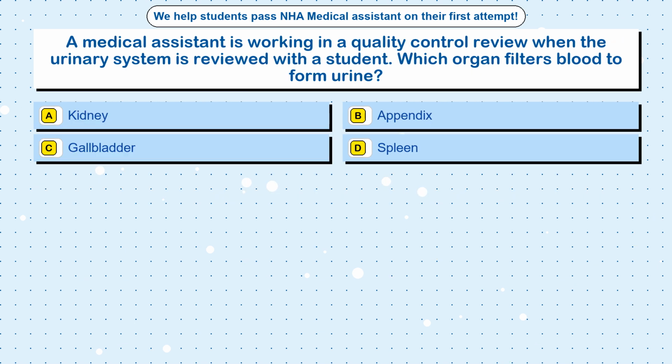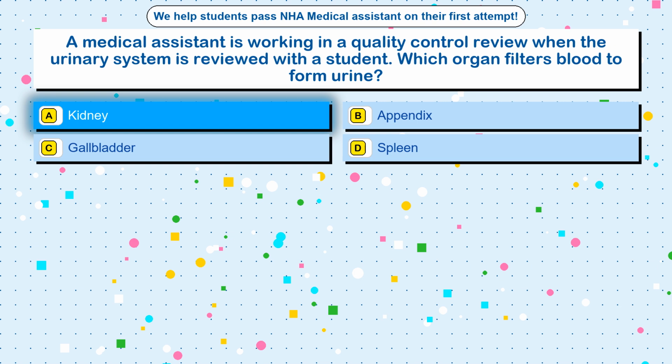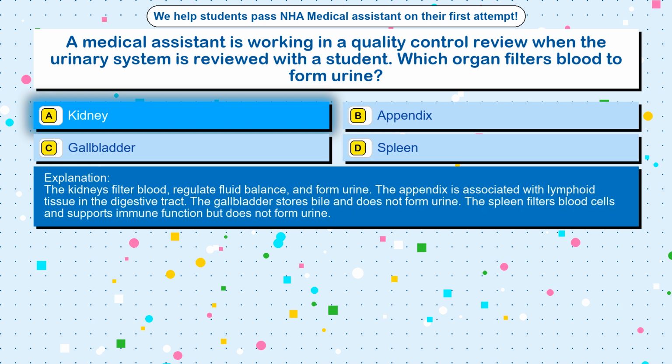Question 66. A medical assistant is working in a quality control review when the urinary system is reviewed with a student. Which organ filters blood to form urine? Option A. Kidney. Option B. Appendix. Option C. Gallbladder. Option D. Spleen. The correct answer is option A. Kidney. The kidneys filter blood, regulate fluid balance, and form urine.